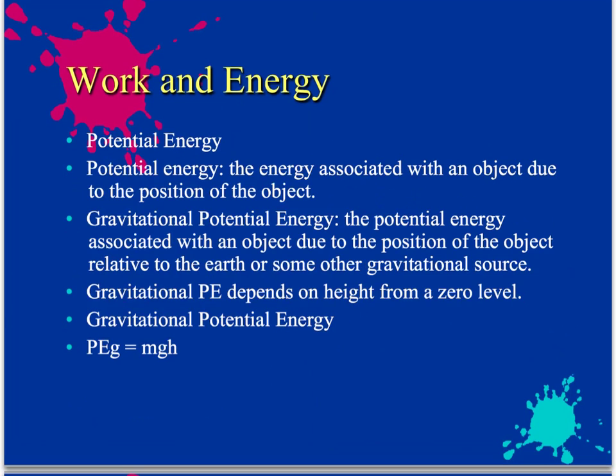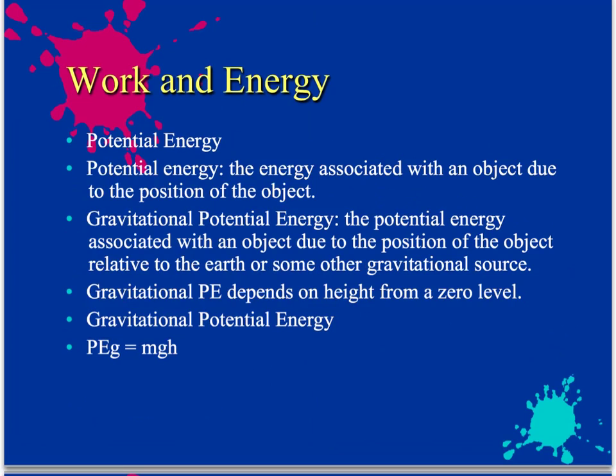The next type of energy we're going to talk about is potential energy. Potential energy is the energy associated with an object due to the position of the object, due to where its position is. And potential energy has many, many types of subsets. The first one we're going to talk about is gravitational potential energy.